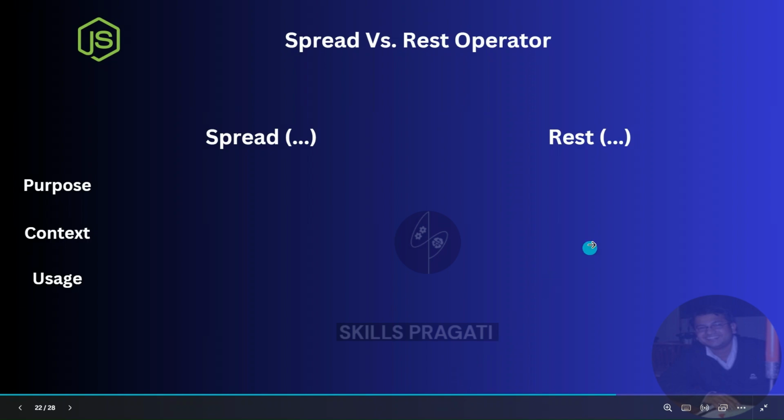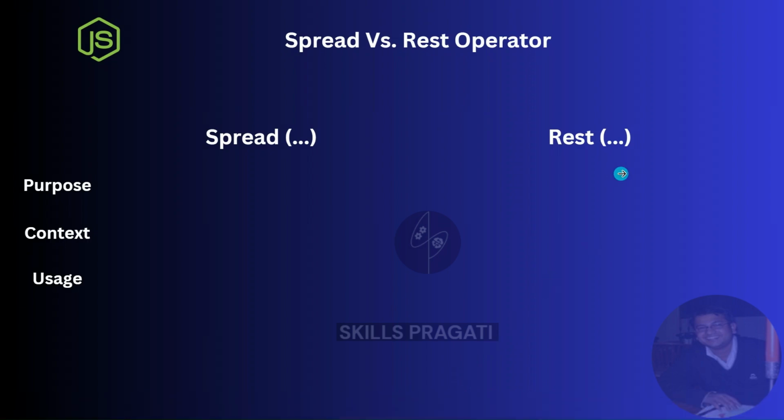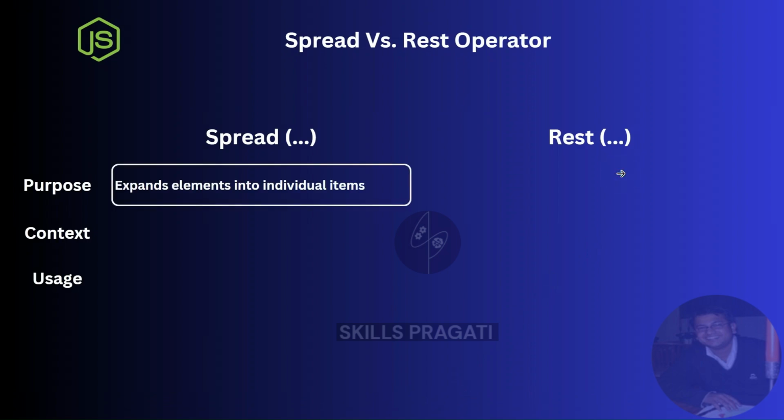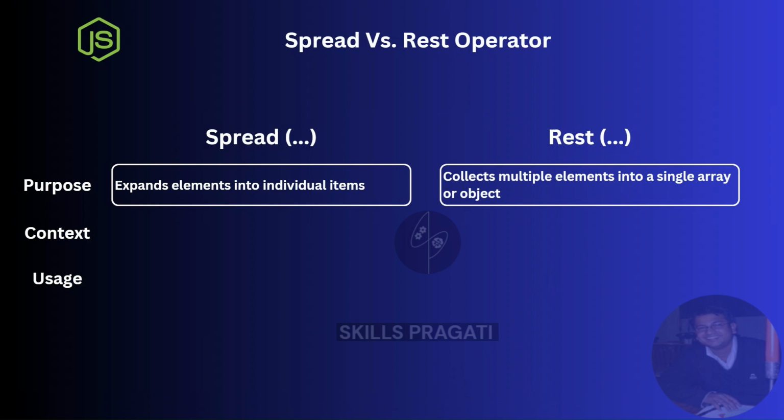The spread operator is used to expand elements into individual items. Think of it as unpacking values from arrays or objects. The rest operator, on the other hand, is the opposite. It's used to collect multiple elements into a single array or object. Next up, context. Where do you use these?